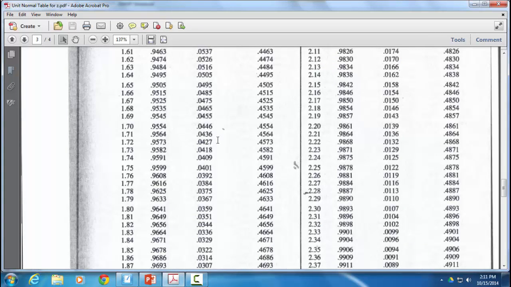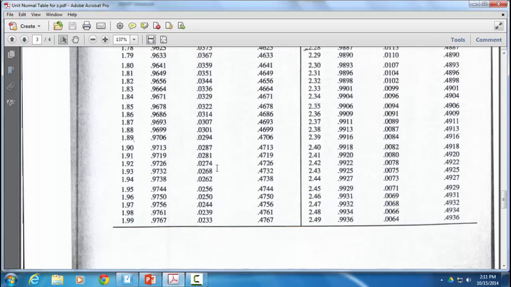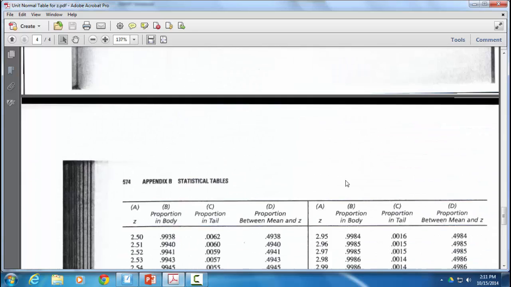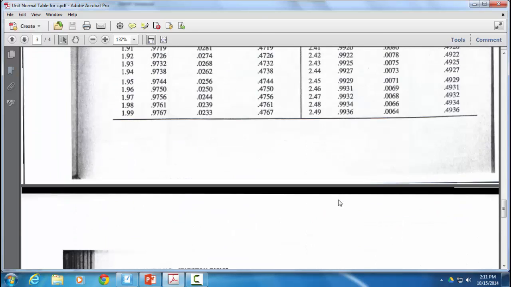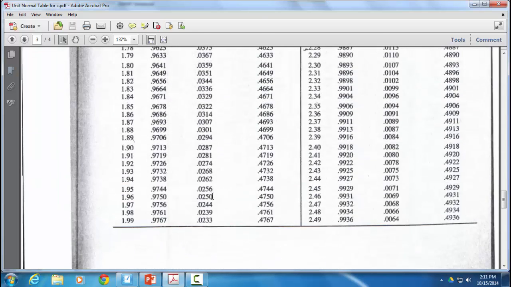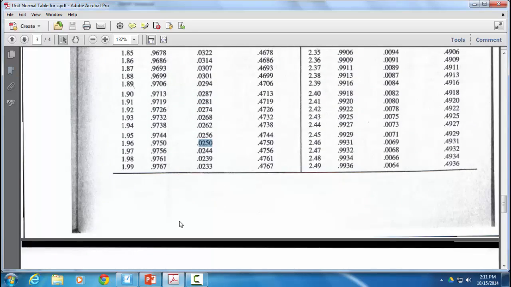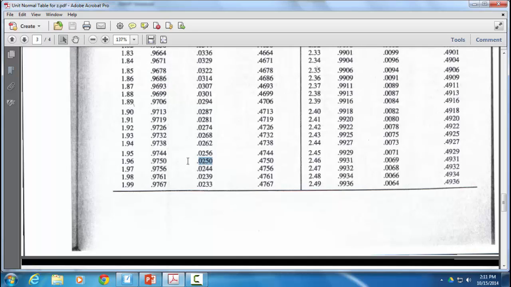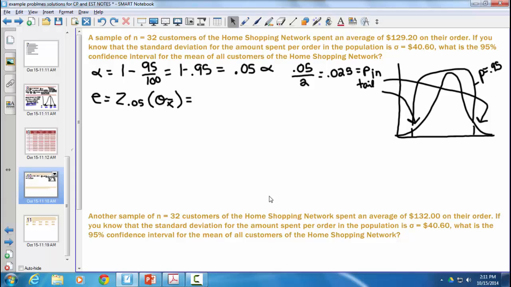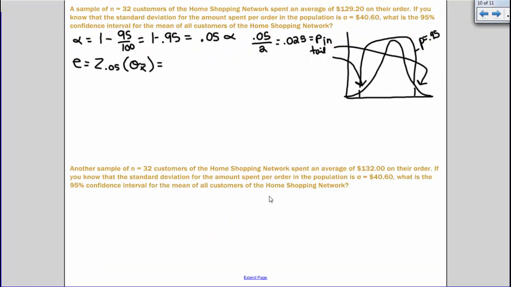All right, 0.025. Oh, I passed it. Remember? Right there it is. It's the exact number that's actually in the table for proportion in the tail, which is rare. Usually you have to look for the closest one, and that gives us a z-score of 1.96. So 1.96 is the z-score of interest.